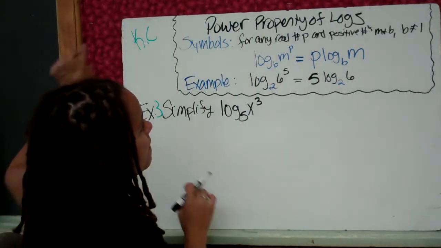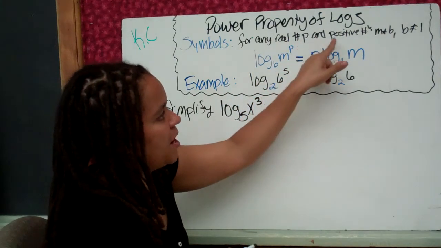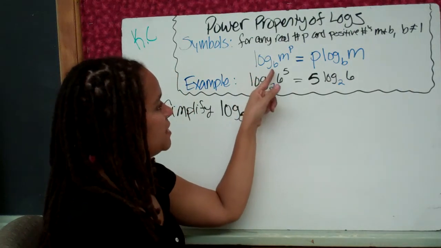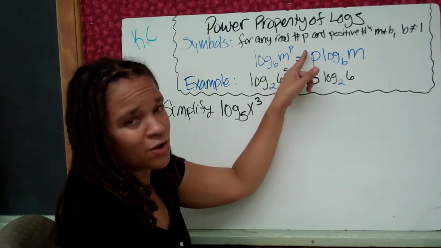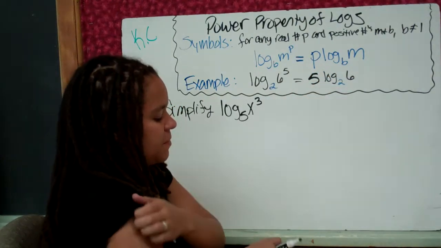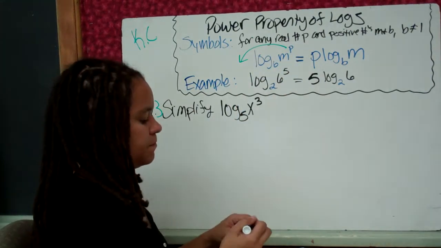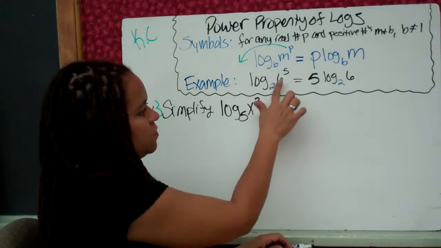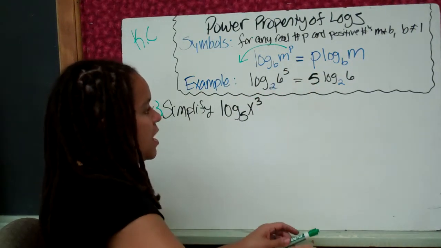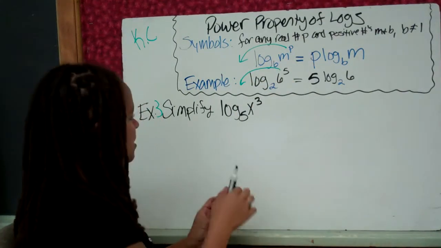Last property, the power property of logs. For any real number p and positive numbers m and b, where b is not equal to 1, log base b of m to the p, I know that sounds crazy, is equal to p times log base b of m. So really all that happens is this little p jumps down right in front. For example, log base 2 of 6 to the 5th power: that 5 jumps down and it becomes 5 log base 2 of 6.